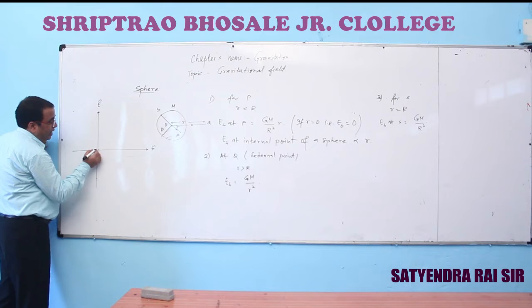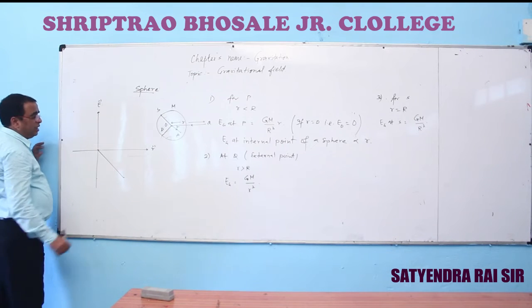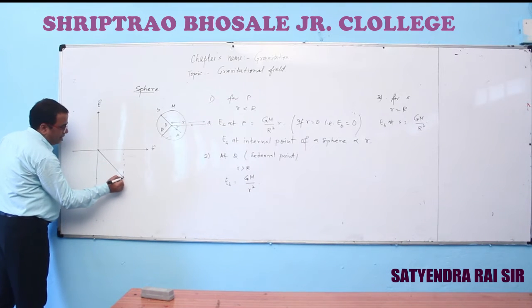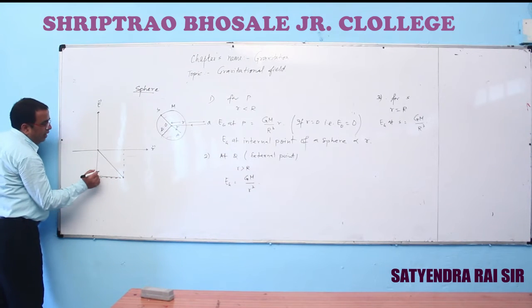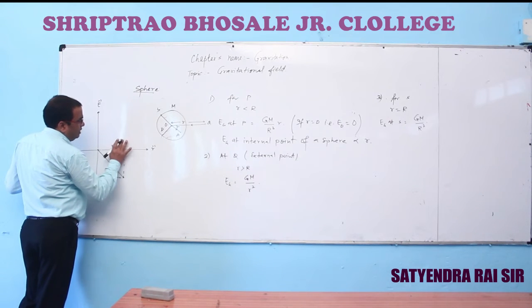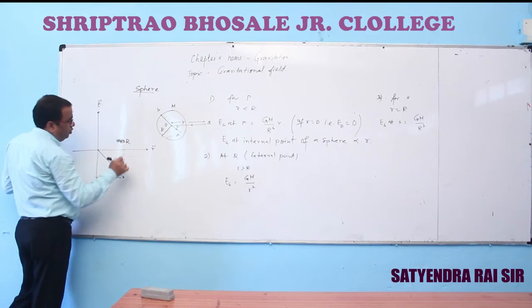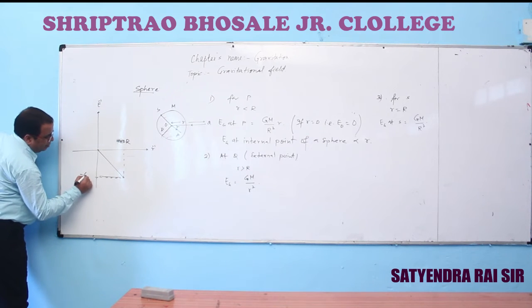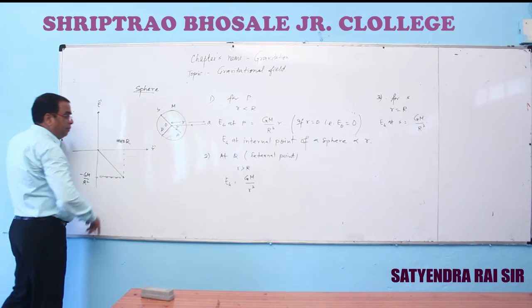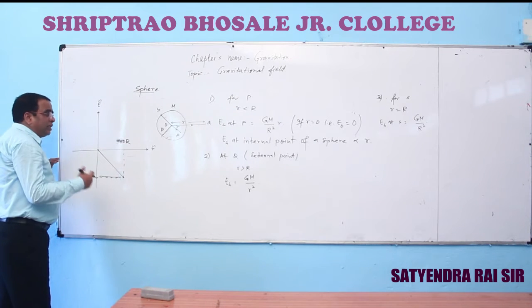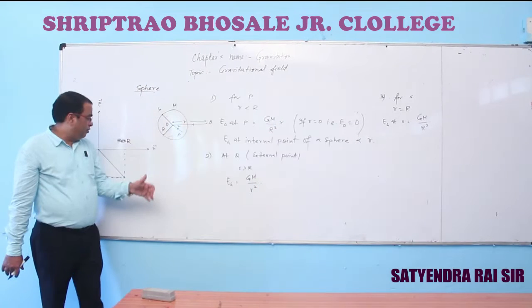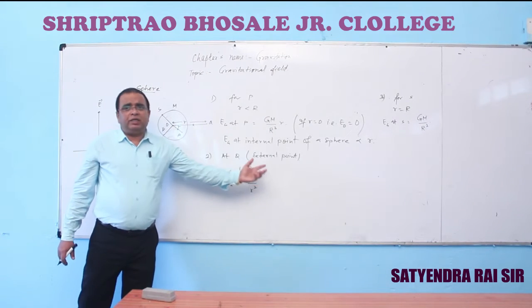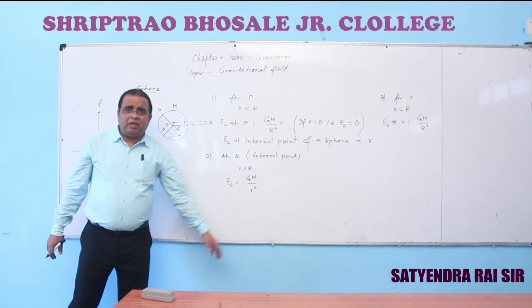Here the things are in vector, so plot it in the fourth quadrant, and you will have a maximum value of the gravitational field when you reach where? At the surface. That means at small r equals capital R, the value is minus GM by R square. And beyond that, we are talking about all the points lying outside the sphere, r greater than capital R.